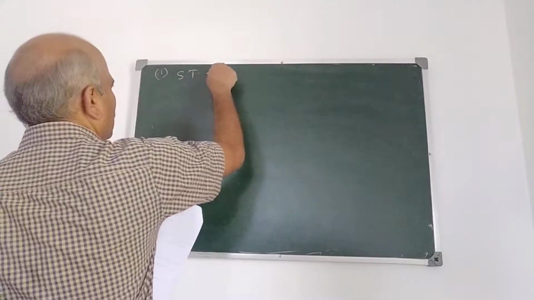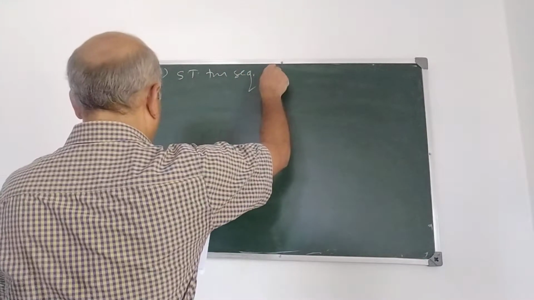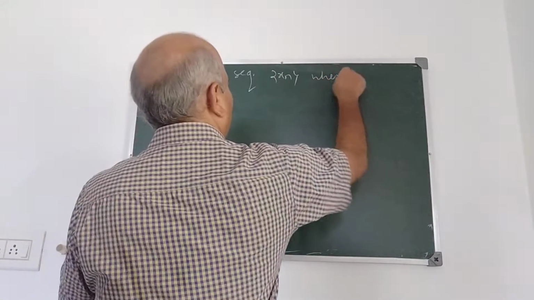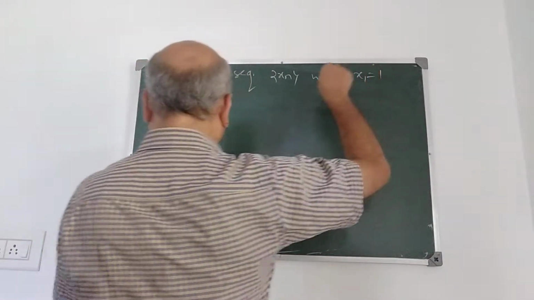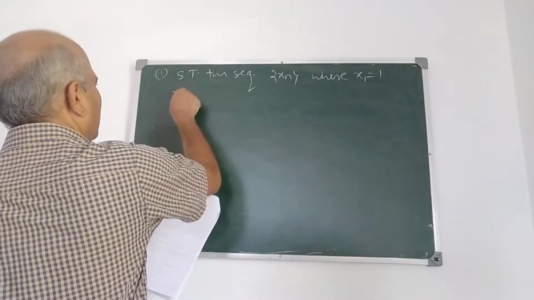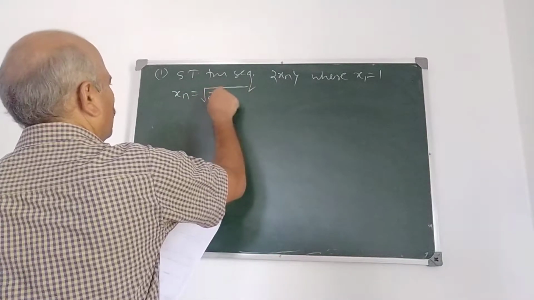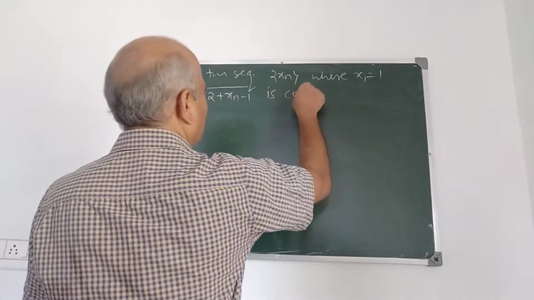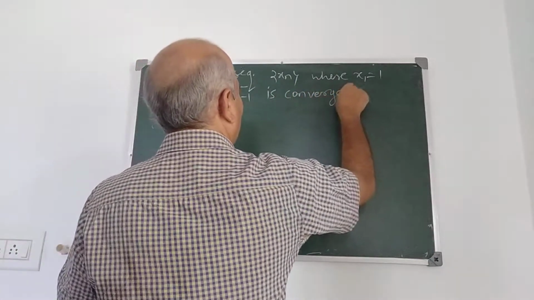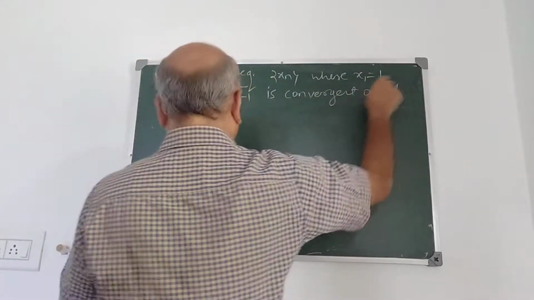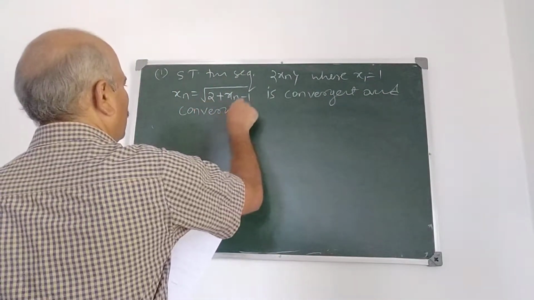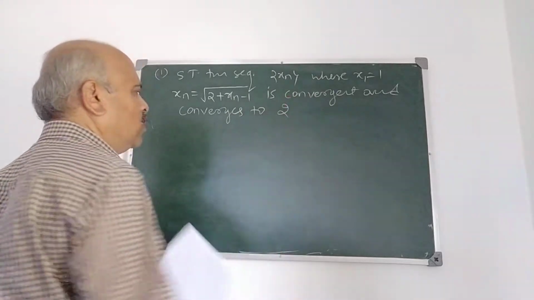Show that the sequence xn, where x1 is equal to 1 and xn is the square root of 2 plus xn minus 1, is convergent and converges to 2.